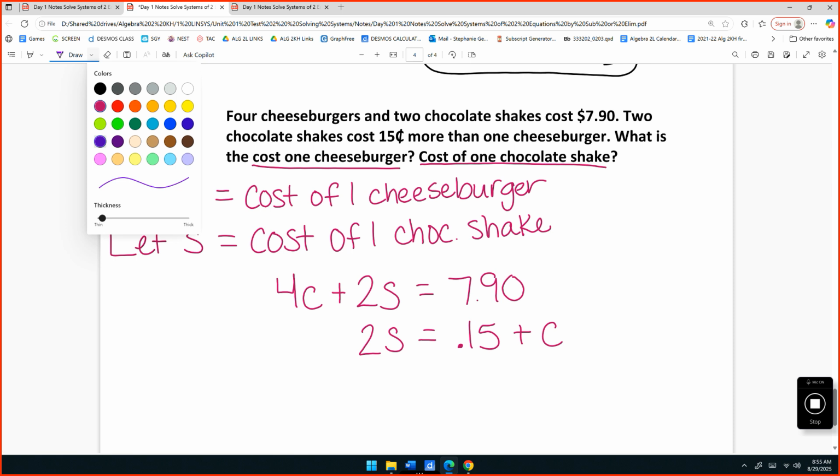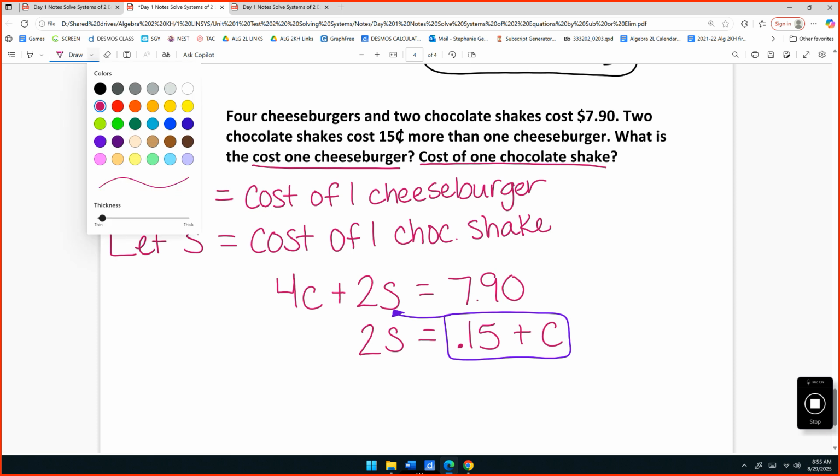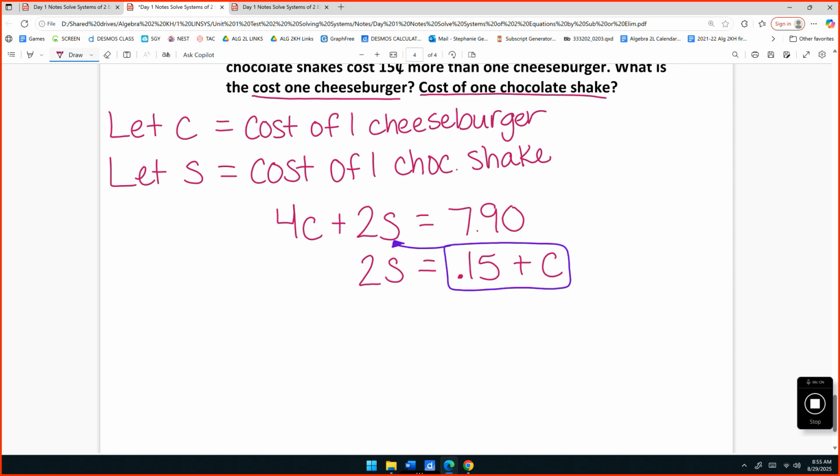Let me pick a different color. 2S equals this, right? So there's 2S. I don't even need 1S because I have the exact same term. So why not do that? Let's use that. So 4C plus, I don't even need 2S to get by itself. 2S is 0.15 plus C. I'll go ahead and put that in parentheses because I'm subbing. And that equals $7.90.